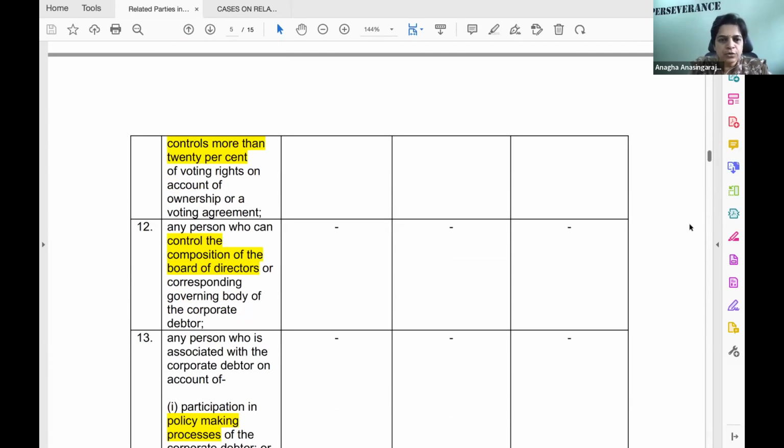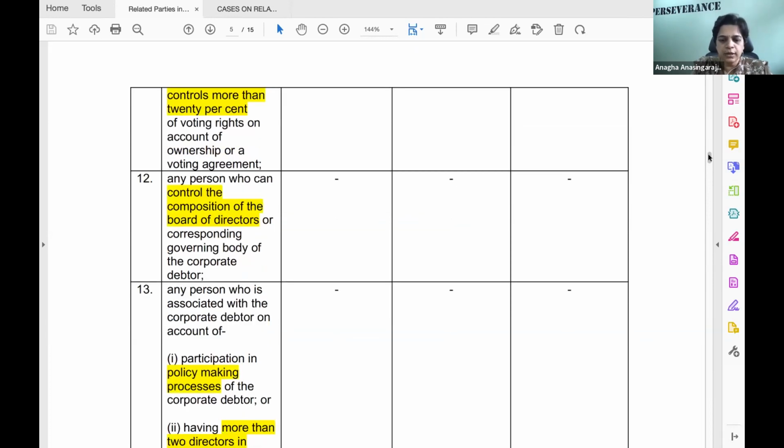Then any person who can control the composition of the board of directors or corresponding governing body of the CD. This again need not mean some shareholder, it can be somebody else who is calling the shots and who is able to control the composition of the board, or maybe the designated partners in the case of an LLP. Such a person can be an entity, an individual, a patriarch of the family, or some other person who is an investor but is not on paper, like a Benami investor. Any such person will fall in the category of point number 12, who can control the composition of the board of directors.